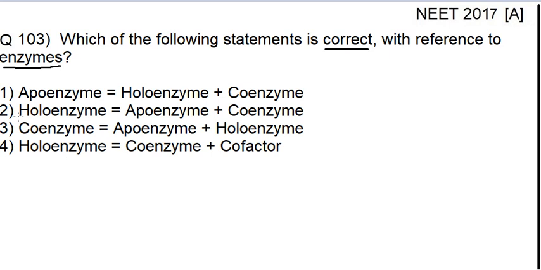The first option is apoenzyme is equal to holoenzyme plus coenzyme. The second option is holoenzyme is equal to apoenzyme plus coenzyme. The third option is coenzyme is equal to apoenzyme plus holoenzyme. The fourth option is holoenzyme is equal to coenzyme plus cofactor. These are the four options given.